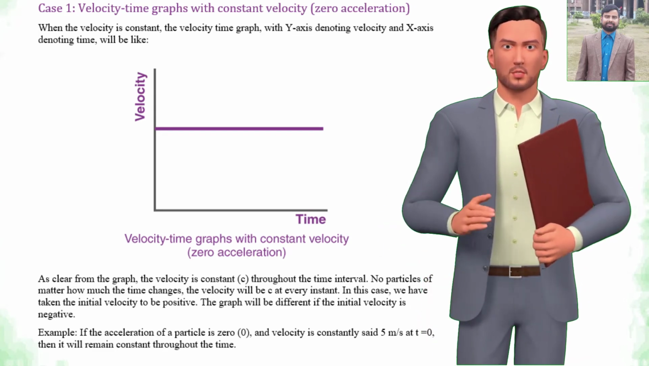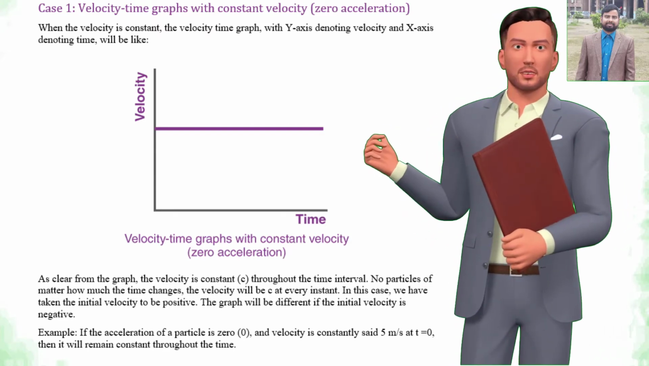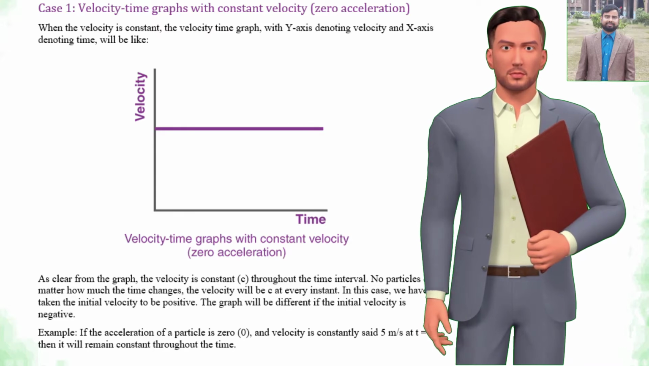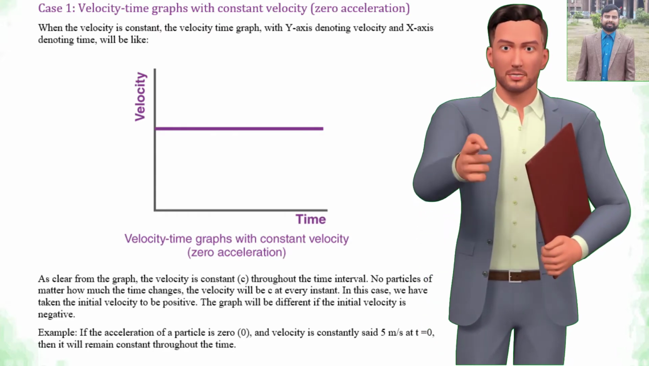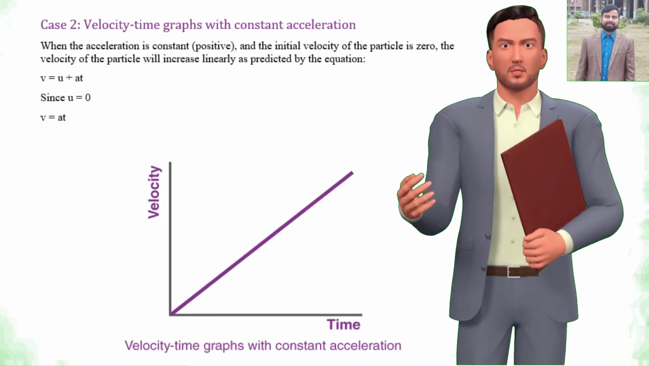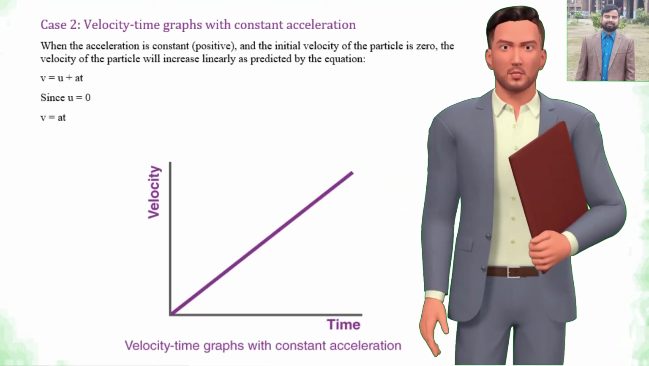In this case, we have taken the initial velocity to be positive. The graph will be different if the initial velocity is negative. Example, if the acceleration of a particle is 0 and velocity is constantly 5 meters per second at t equals 0, then it will remain constant throughout the time.